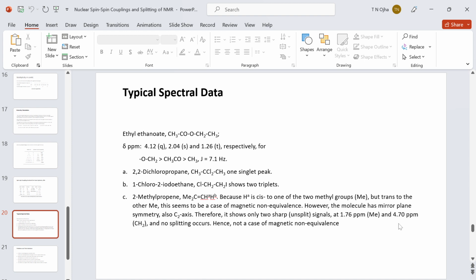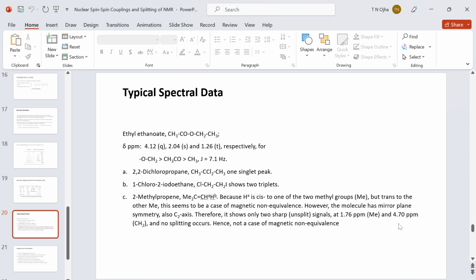Another example is 2,2-dichloropropane. In this case, all the six hydrogens are chemically equivalent, so one unsplit peak appears. In 1-chloro-2-iodoethane, we have two kinds of hydrogens, CH2Cl and CH2I, so we get two triplets.